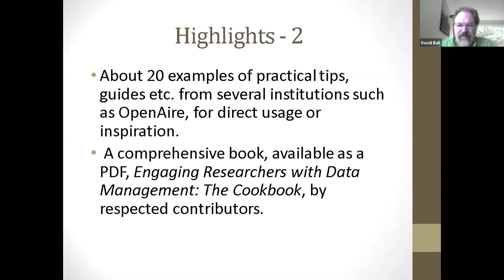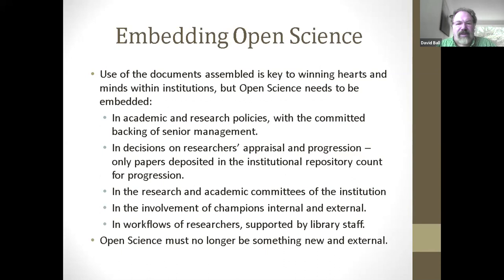Finally, a word about embedding open science. The materials made available are a key to winning the hearts and minds within institutions. But open science needs to be embedded. Firstly, in academic and research policies with the committed backing of senior management. In decisions on researchers' appraisal and progression, only papers or data deposited in repositories should count for progression. In the research and academic committees of the institution, in the involvement of champions, internal and external, and in the workflows of researchers supported by library staff.